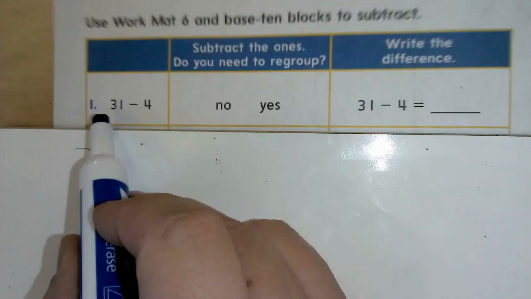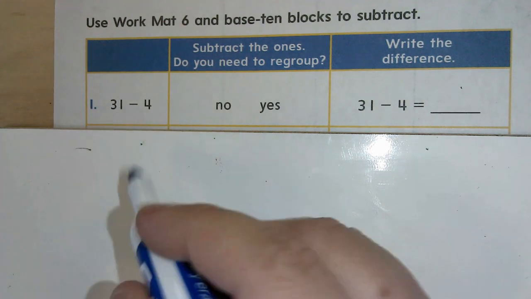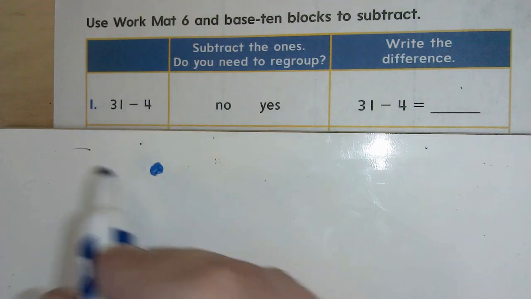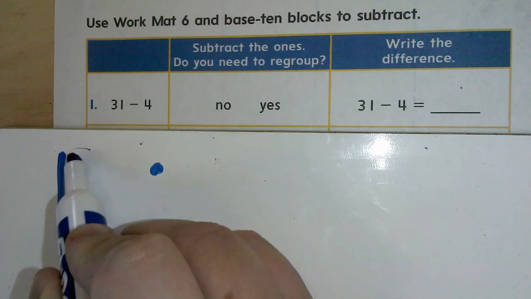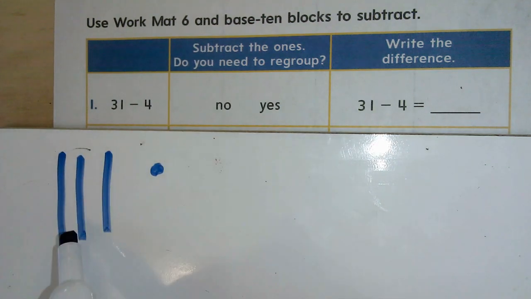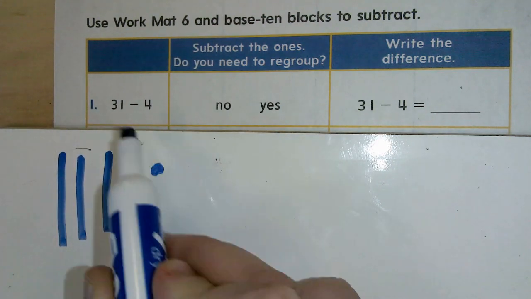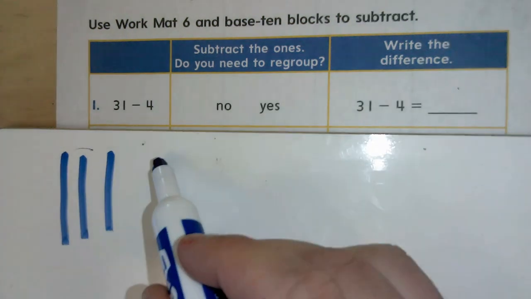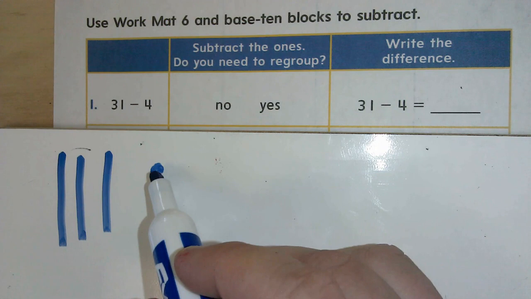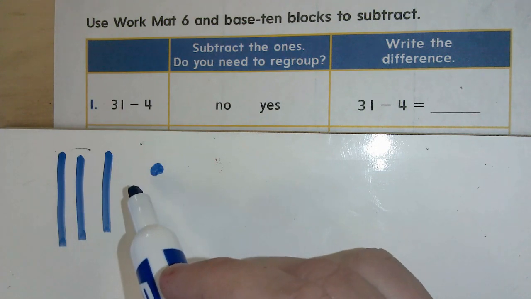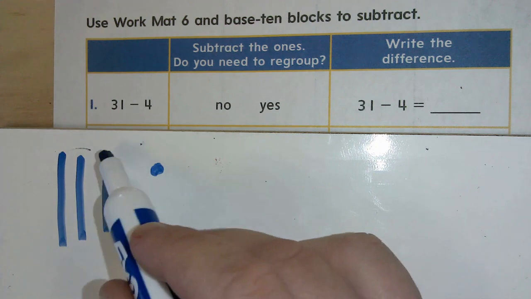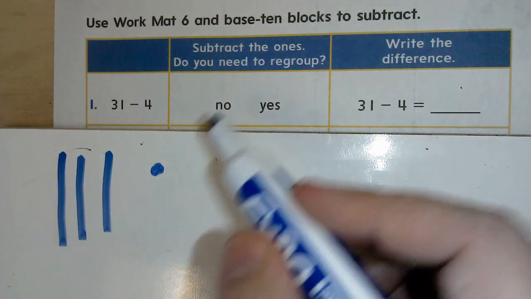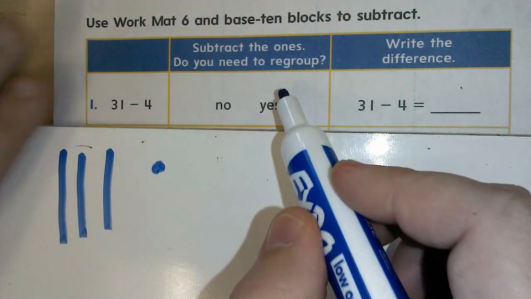So when I get started, I'm going to show the number that I'm starting with. So that means I've got 1, and then I have 3 straights, because straights are worth 10. So I've got 10, 20, 30, 31. Now it says minus 4. Well, if I minus 4, I've only got 1 that I can take away. Well, that doesn't help me. So I need to regroup. I need to take away one of my 10s and break it apart. So did I need to regroup?